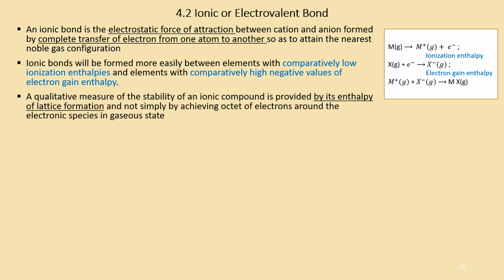A qualitative measure of the stability of an ionic compound is provided by its enthalpy of lattice formation, and not simply by achieving an octet of electrons around the ionic species in gaseous state. So, the qualitative measure of stability of an ionic compound is thus provided by its enthalpy of lattice formation also.